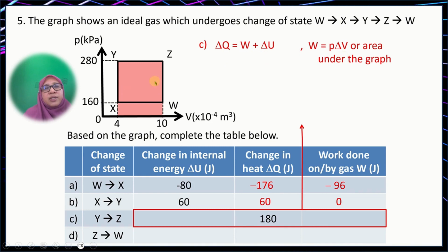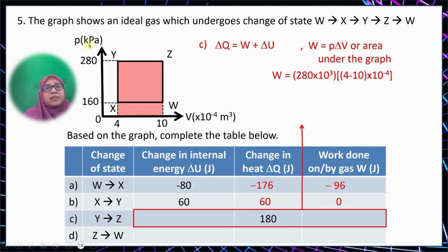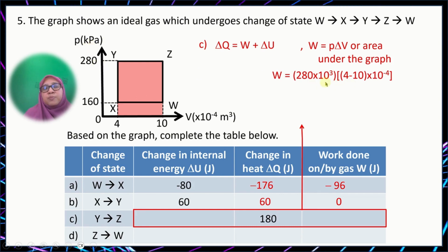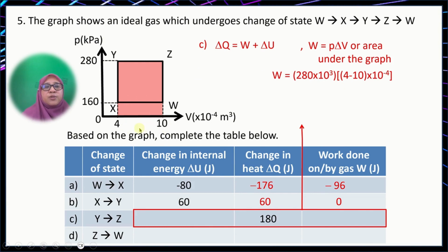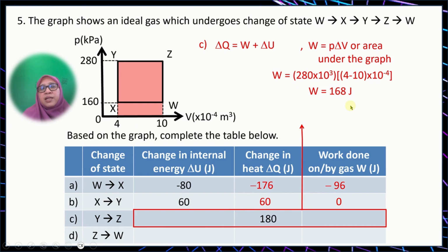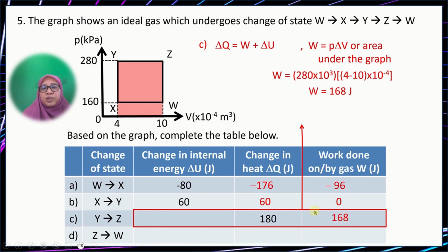Okay, so we can calculate the area under the graph. It's 280 times 10 to the power of 3 kilopascal, converted to pascal. And then the change of volume is 10 minus 4 times 10 to the power of negative 4. So you get the work done, 168. Okay, you substitute and put it here in the table.